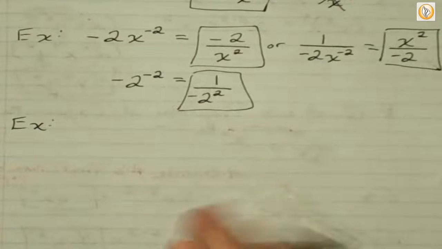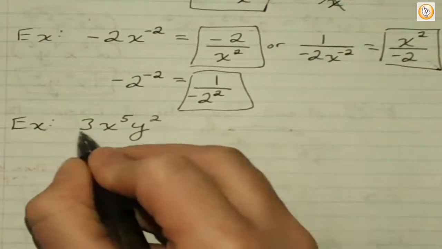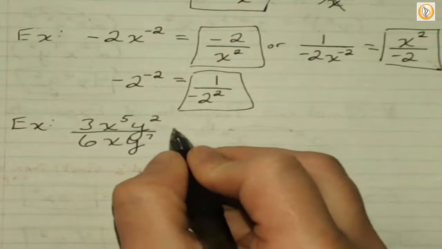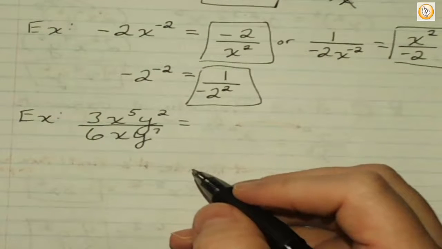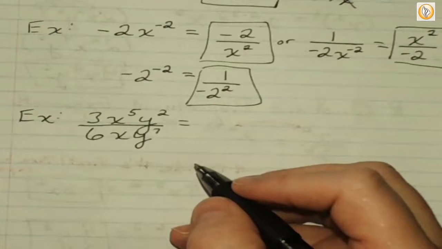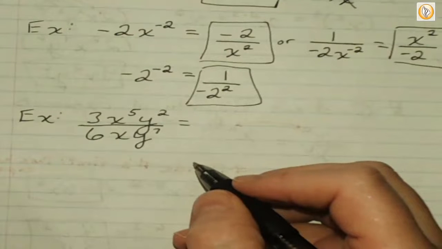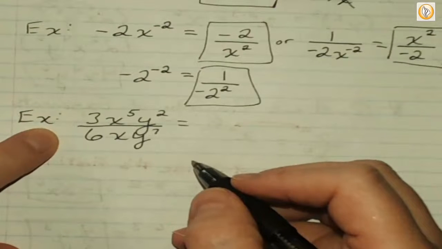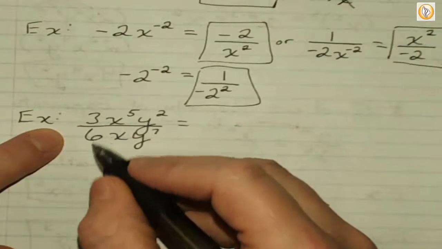Okay, let's get to business here. What if I have 3x to the 5th power y to the 2nd power over 6x y to the 7th power? Okay, I'm going to start calling on people. Michael, you're my first victim. You're supposed to divide the two whole numbers first. Okay, and can they be divided evenly? No. So then what do you do? It becomes 1 over 2, because we are putting it in lowest terms.